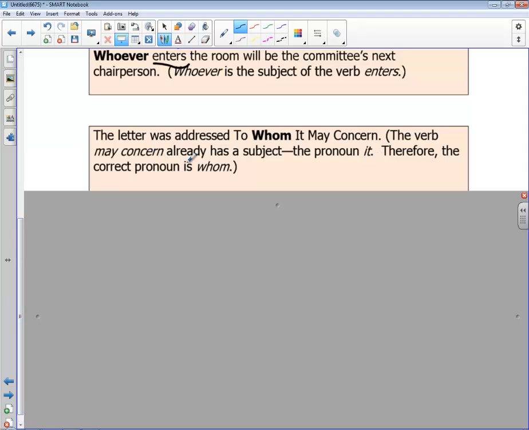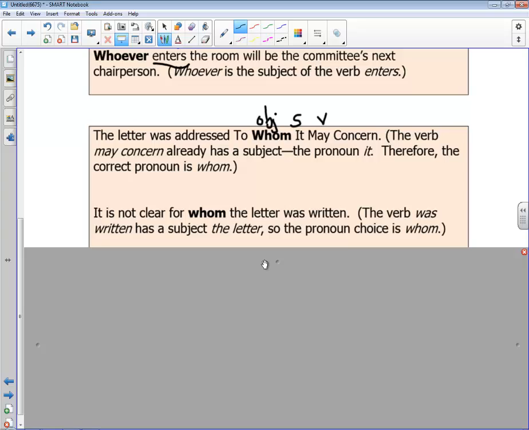The verb may concern already has a subject. That's the pronoun it. So this is the subject. This is the verb. We don't need another subject. And plus, in this case, whom follows the preposition to. So this is an object pronoun, and it's whom.